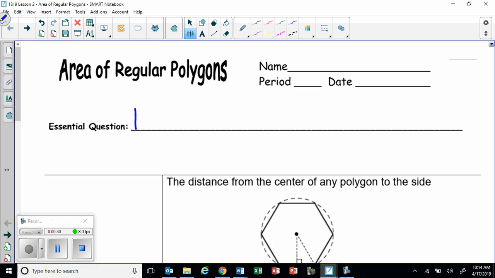So our essential question, how do I find the area of regular polygons?